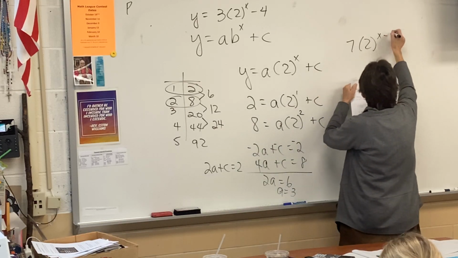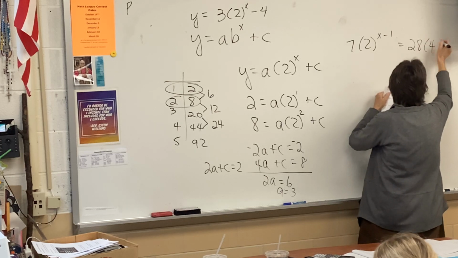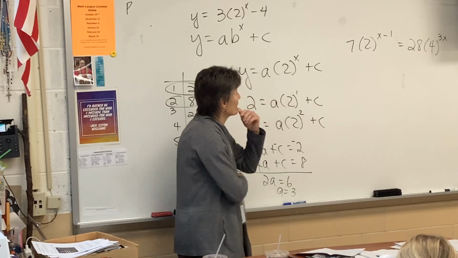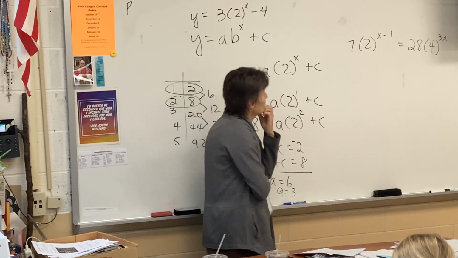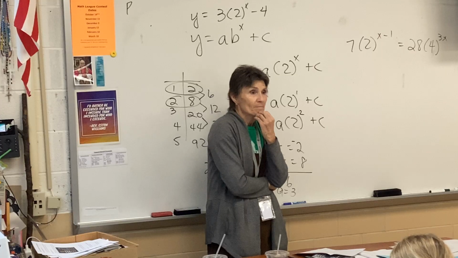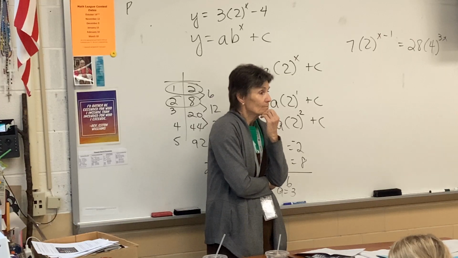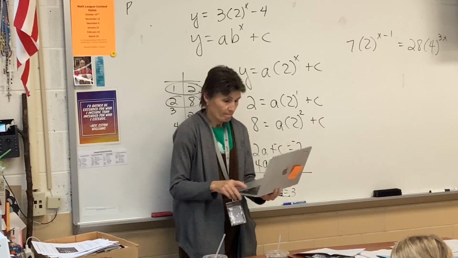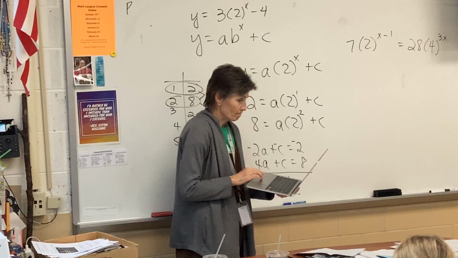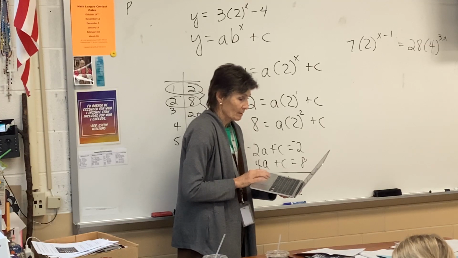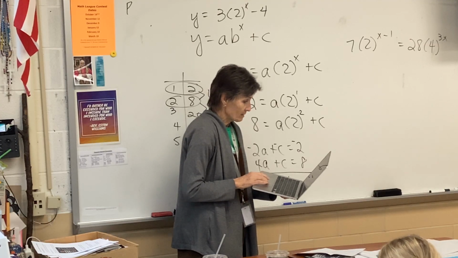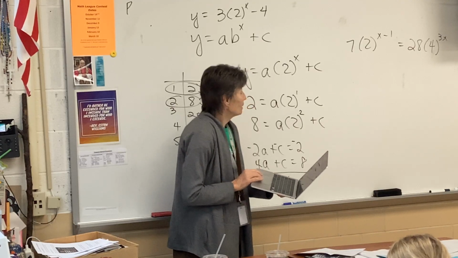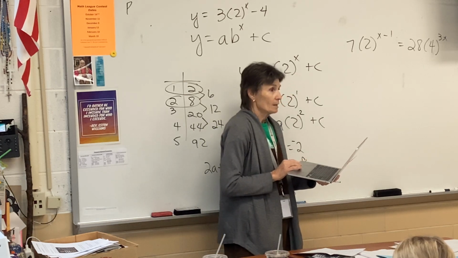Back page. One more page and we're done with this one. 7 times 2 to the x minus 1 equals 28 times 4 to the 3x. No calculator. This is a no calculator problem. So, what is your immediate thought? We need to get a common base. Would you agree with that? Yes. So let's do that. What is our common base going to be? 2? I'd use 2.